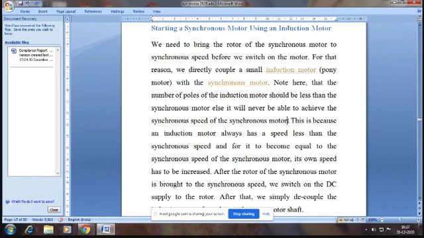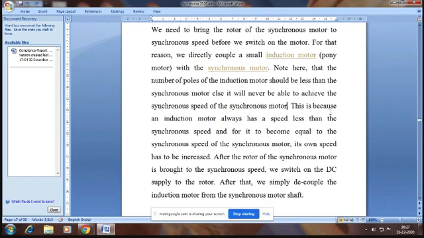Okay, is it clear? Yes, sir. This is because an induction motor always has a speed less than synchronous speed. I repeat, an induction motor will always have a speed less than synchronous speed. Matter of fact, that is the reason why it's called an asynchronous motor.